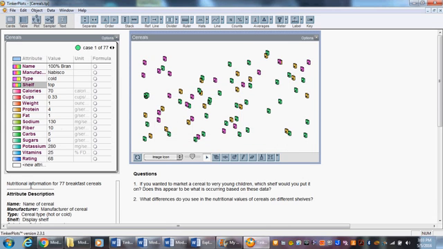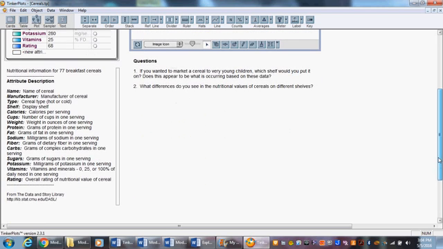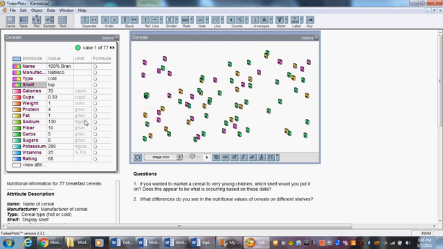So here we have nutritional information for 77 breakfast cereals, and they have information on the type of cereal, which shelf it's on in the store, how many calories per serving, and so on. Also, overall rating of nutritional value of cereal. So all these attributes are collected on 77 different cereals. Again, some of these are distinct colors, or like rainbows, that's for categorical data, and then some of these are gradients, color gradients, that's for numerical data.